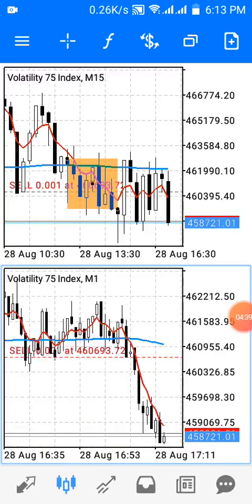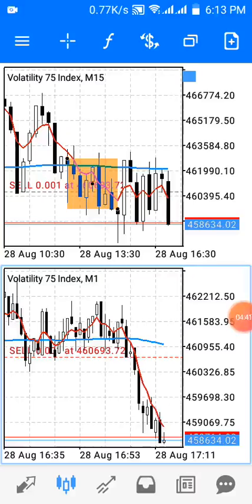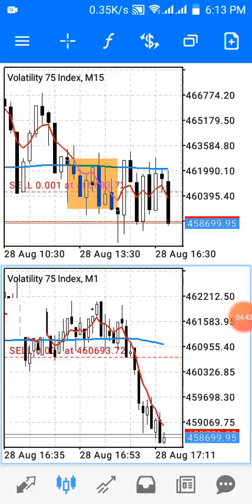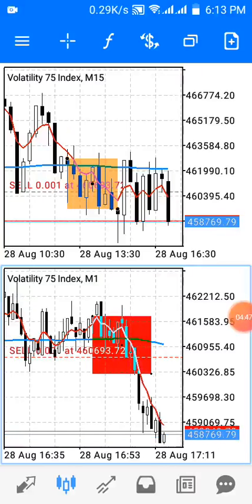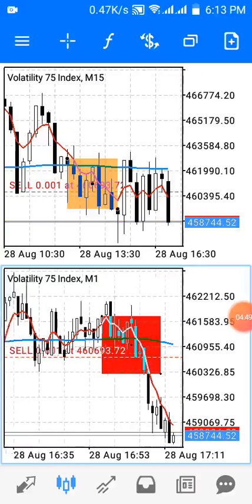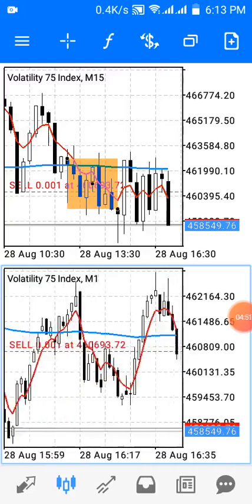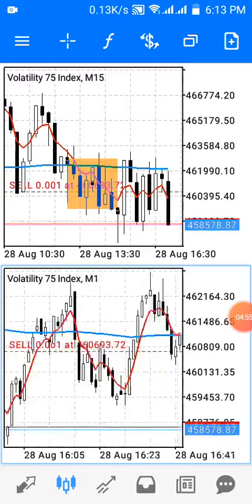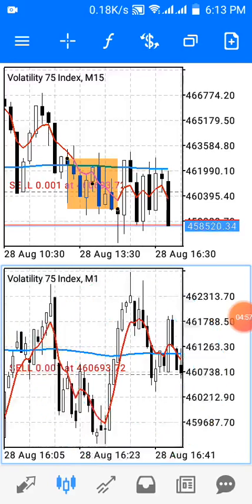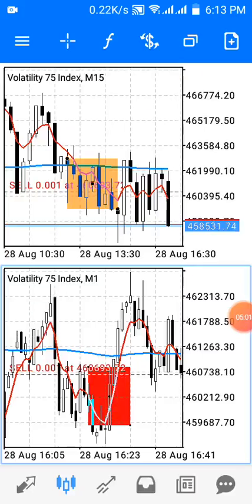So like what happened here, the red line has been down on the higher time frame. I allowed it to cross down on the lower time frame. Then I entered my trade. Allow it to cross down, enter trade, get out. Once price crosses up, you get out of the trade.